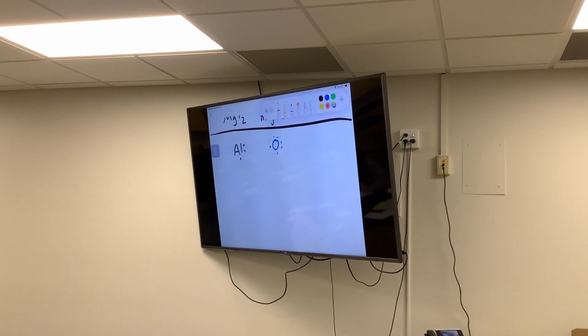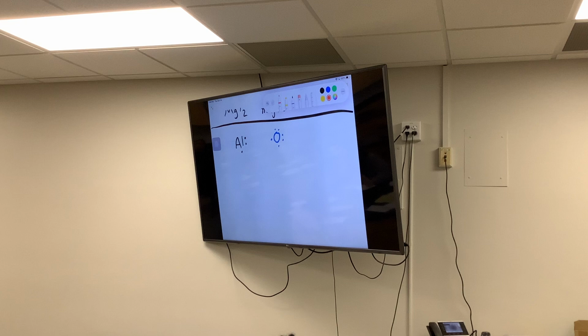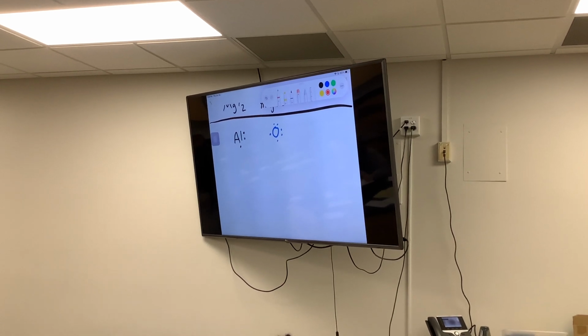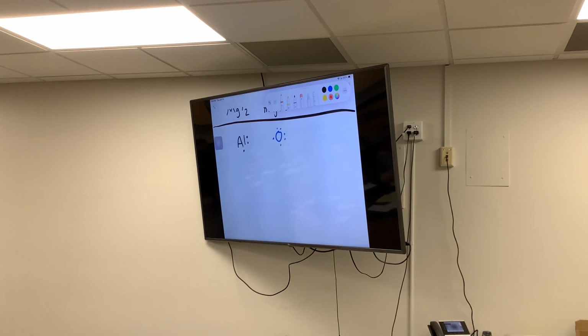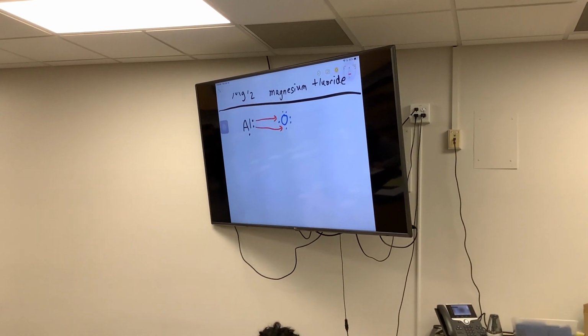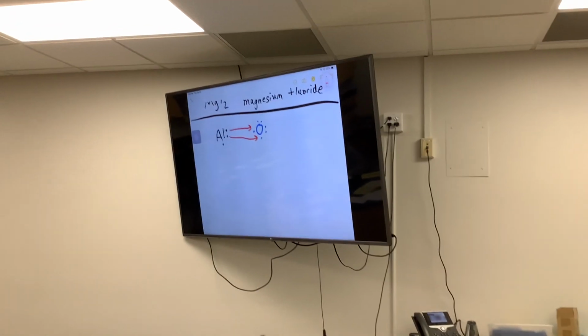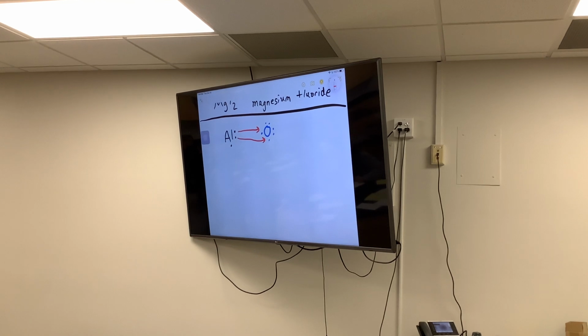Now, to start doing our work, oxygen wants to get to the octet. In that process, how many electrons does it need? 2. So it's going to take 2 electrons from aluminum. And then oxygen will be happy. It will go from 6 valence electrons to 8, and oxygen is done.